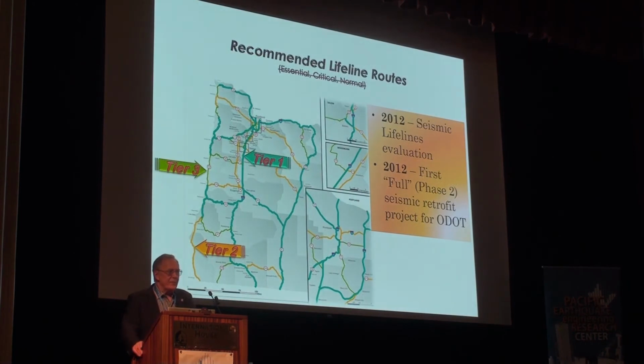The other thing we did with the public is we stopped talking about essential, critical, and normal bridges. With engineers, we still use those terms, but with the public, we just talk about our lifeline routes. And we prioritize them in 3 tiers.